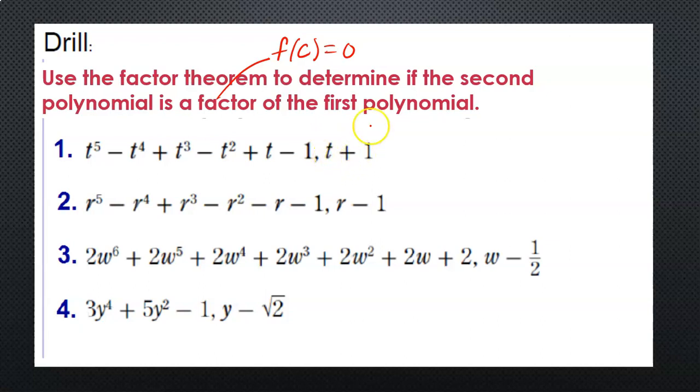So when we have the factor being t plus 1, that means the solution was t equals -1. So we could do the polynomial of -1, plug that in our calculator, and we got -6. -6 does not equal 0, so it's not a factor.